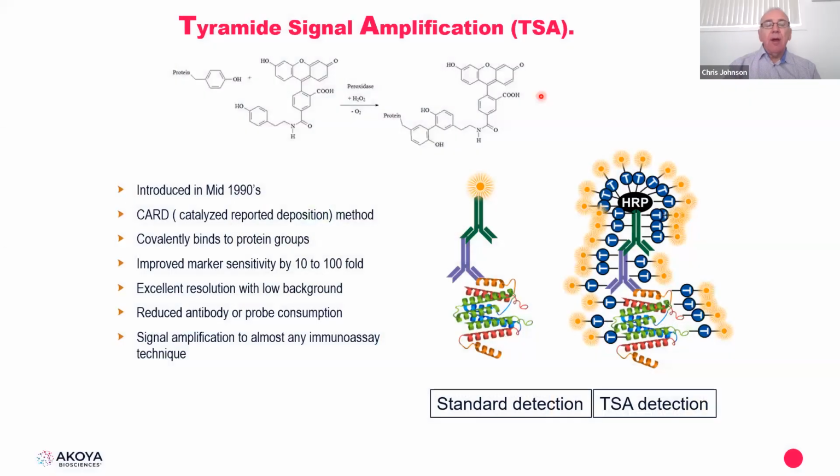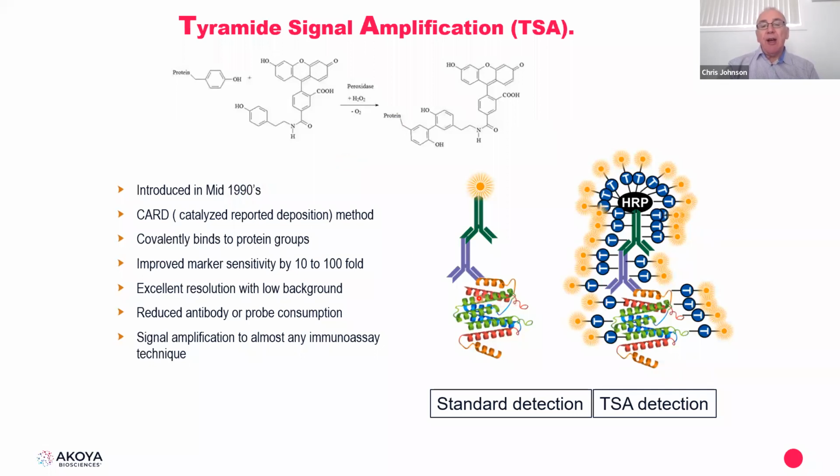Okay, so the engine behind this is a chemical called tyramide, and it's part of a technique called tyramide signal amplification, or TSA for short. It's been around for quite a long time, since the mid-90s. It's part of a technique called CARD, which is catalyzed reporter deposition, a group of methods which we can use to amplify the fluorescence or detection signal in immunohistology.